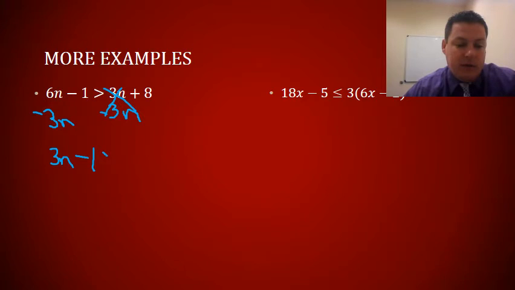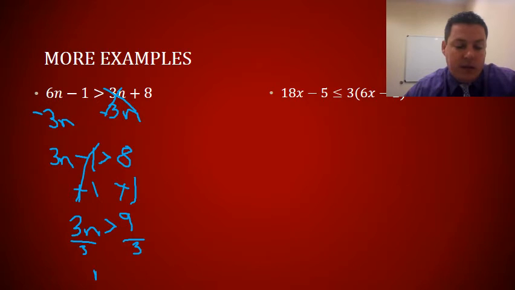I rewrite the rest of my equation. Minus 1 is greater than 8. Now I solve this like a regular two-step equation by adding 1 to both sides to get rid of this 1. So now I have 3n is greater than 9, and I divide both sides by 3 so that I get my answer of n is greater than 3.